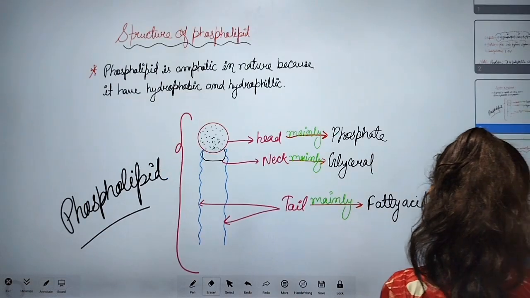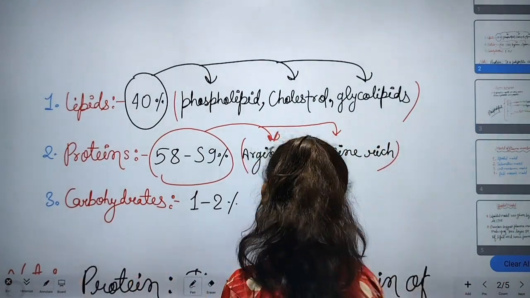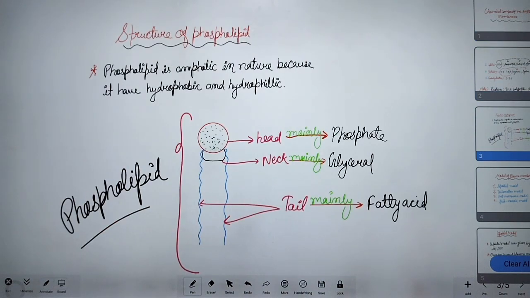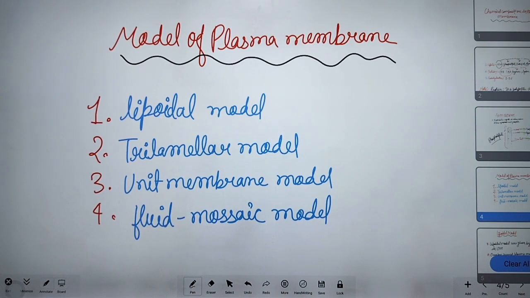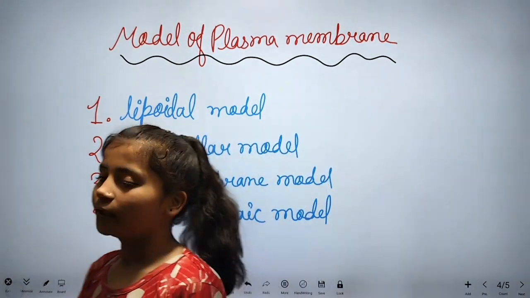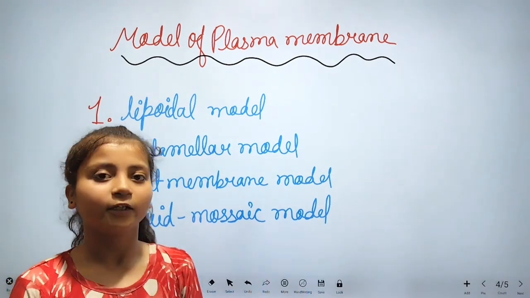Okay, so I hope you understand the composition of the plasma membrane and also the structure of phospholipid. We will read the trilamellar and unit membrane models, and again the fluid mosaic model, in the next video. Okay, so that's all for today. Thank you. Have a nice day.